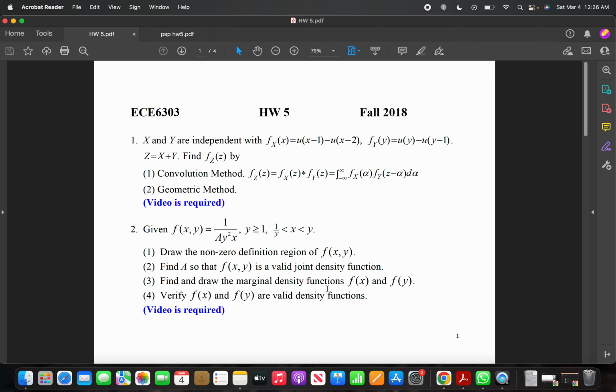In this video, I'll be explaining question 2 of homework 5. So we are given f of x, y is equal to 1 upon a y square x, where y is greater than or equal to 1 and x is between 1 by y and y. And we need to solve the following 4 parts. So starting off with the first part, we need to draw the non-zero definition region for f of x and y.